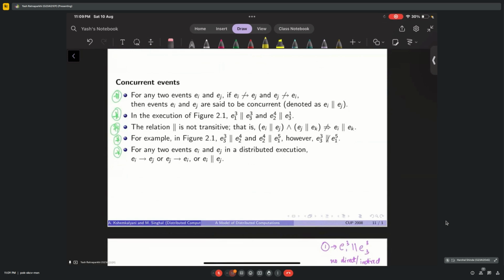The term I used just 2 minutes ago: if two events are not in any contact with each other, no causal dependency or transitive dependency, they are concurrent events, because they are working in parallel mode. So for any two events, if EI is not dependent on EJ and EJ is also not dependent on EI, both cases should match, then we say that the events EI and EJ are concurrent. Understood this thing?